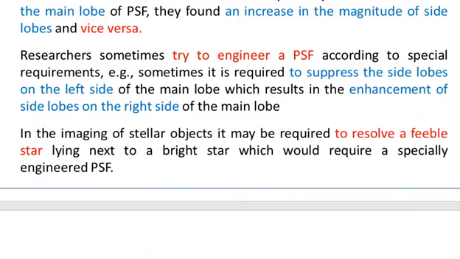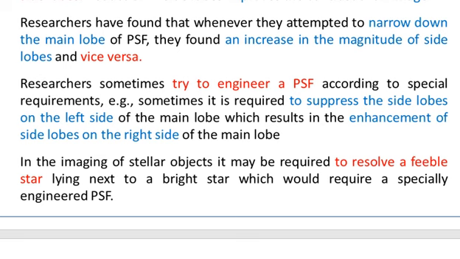Researchers sometimes try to engineer a point spread function according to special requirements. For example, sometimes it is required to suppress the side lobes on the left side of the main lobe, which results in the enhancement of side lobes on the right side of the main lobe. So this is one example of an engineered PSF: you reduce the side lobes on the left of the main lobe, and as a consequence the side lobes on the right of the main lobe will increase. This is how you can form one engineered PSF.